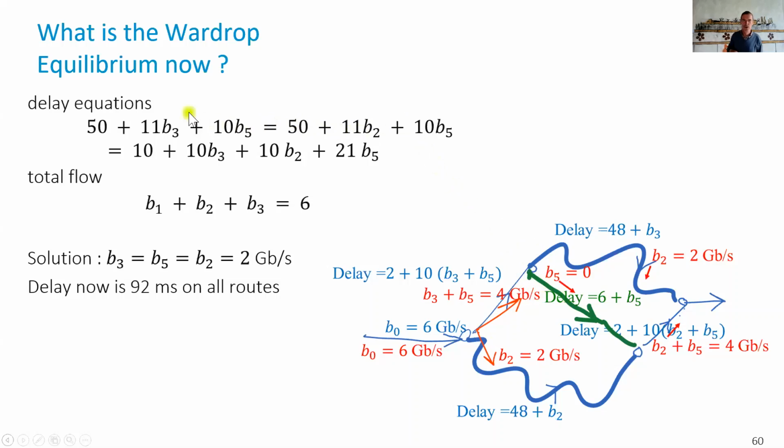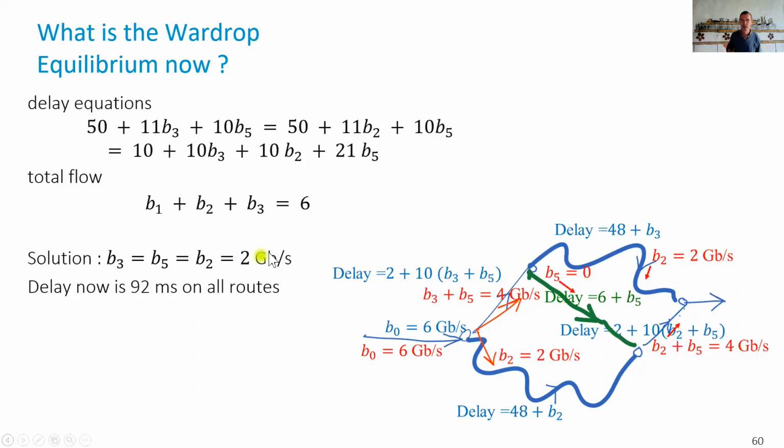There are 3 variables, B2, B3, and B5. I have 3 paths, so I have 3 delays that must be equal. That gives me 2 equalities. And then the total traffic should be 6. So I have 3 unknowns, 3 equations. I can solve this. And this linear approximation is very simple.